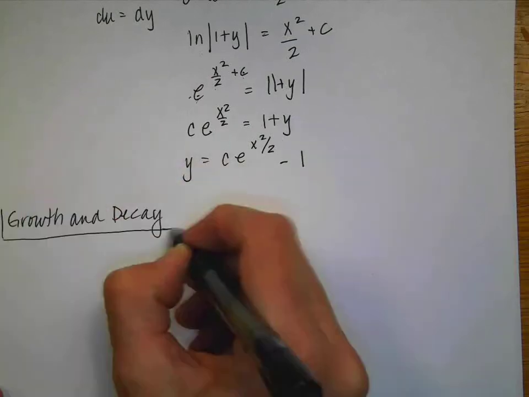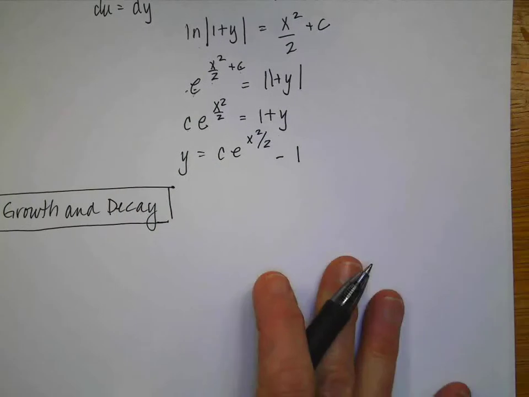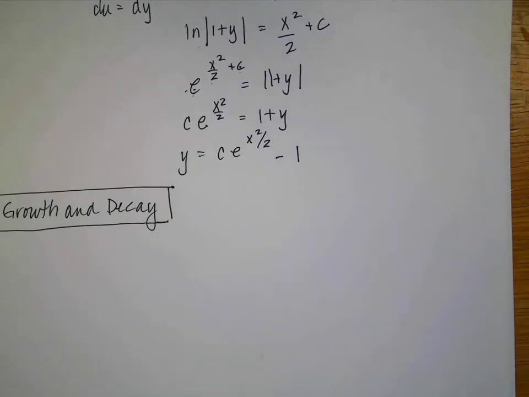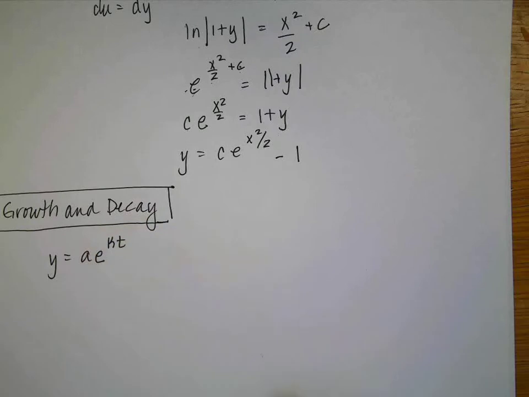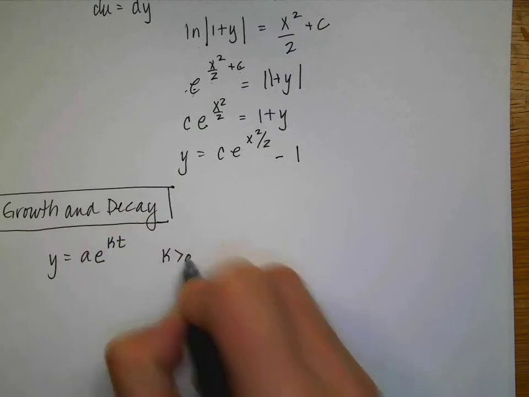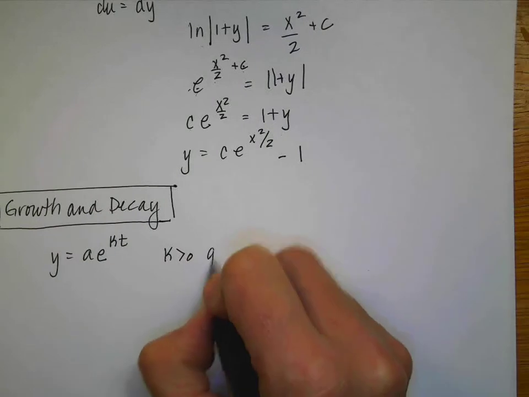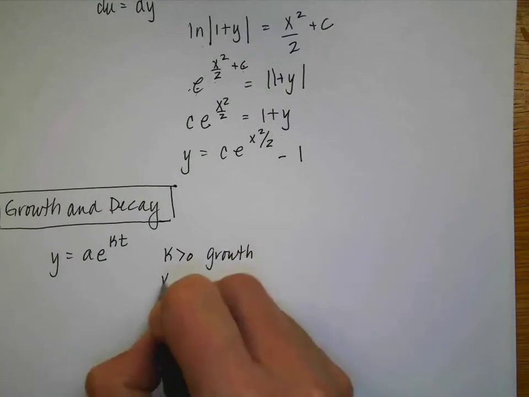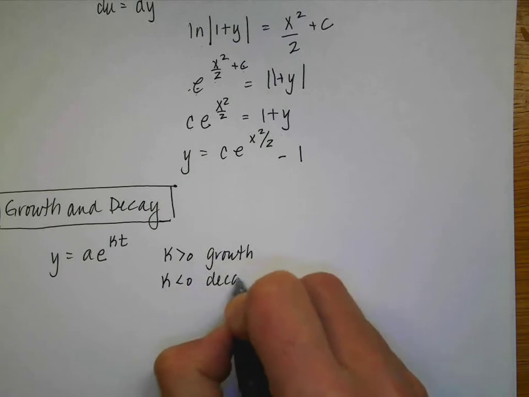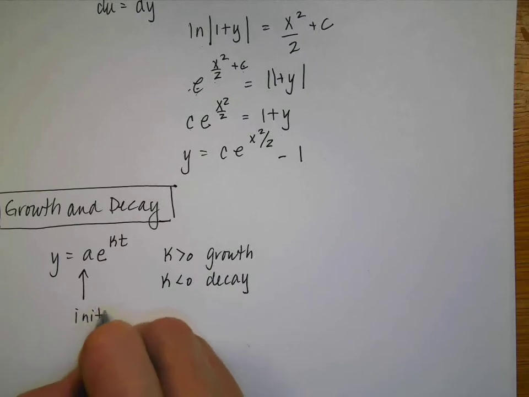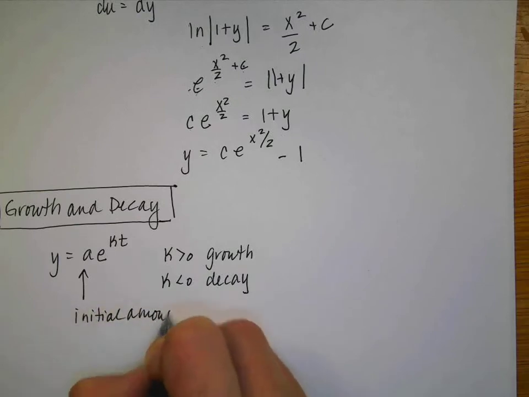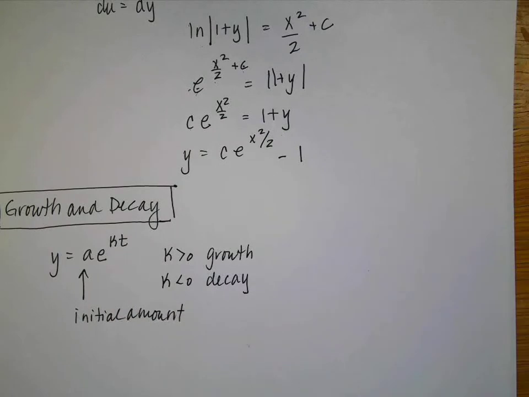I don't know that we used growth and decay in Calc 1, I don't remember. So let's talk about this. There's a couple of different models that you can use for growth and decay. We have y is equal to a e to the k t. If k is greater than 0, meaning k is positive, then we're talking about growth. And if k is less than 0, then we have decay. The a is the initial amount of whatever you're growing or decaying, okay?